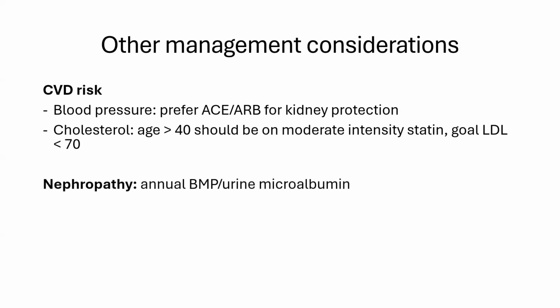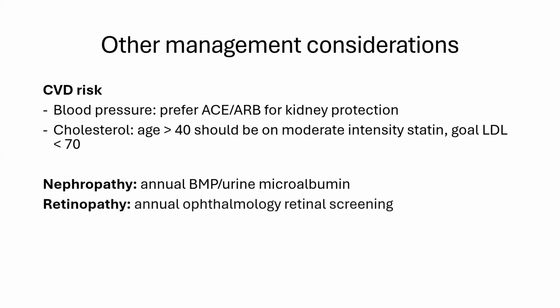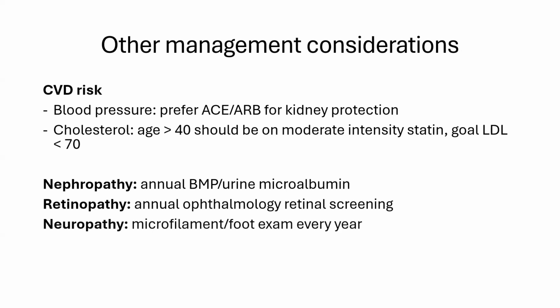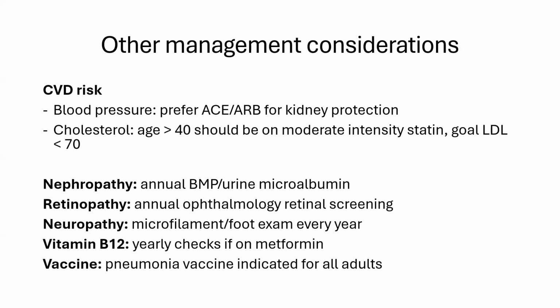You also want to regularly screen patients for nephropathy with an annual BMP and urine microalbumin. You should also screen for retinopathy by sending them to the ophthalmologist every year for screening. You should also check for neuropathy by doing a monofilament and foot exam every year. If someone is on metformin, they should also have yearly vitamin B12 checks to make sure they do not get a deficiency. And finally, diabetes reduces the function of your immune system, and so every patient is indicated for a pneumonia vaccine.